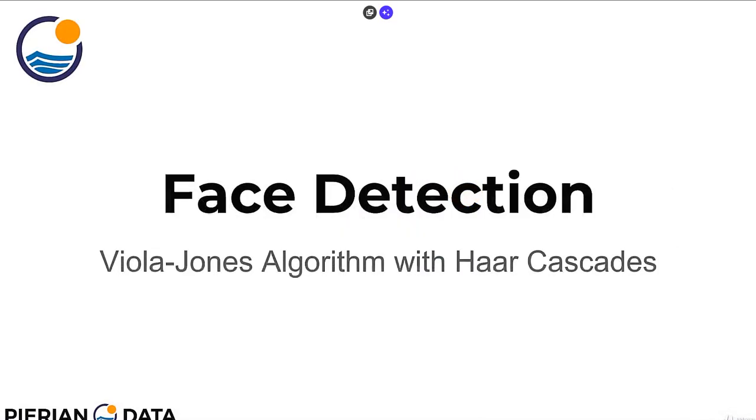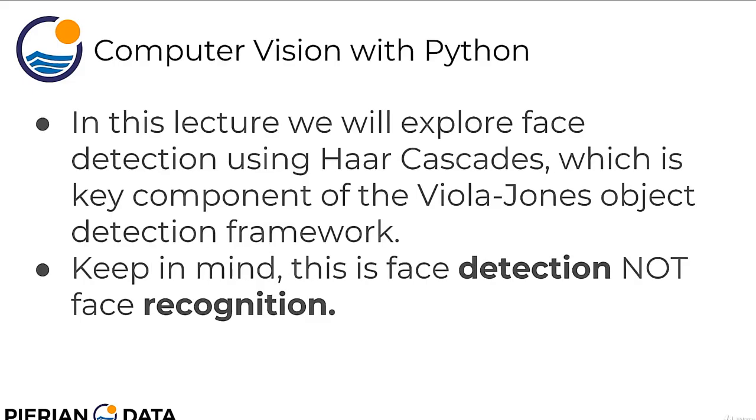Welcome back, everyone. In this lecture, we're going to explain how face detection works with the Viola-Jones algorithm with Haar cascades. So we're going to explore face detection using Haar cascades, which is a key component of the Viola-Jones object detection framework. And if you're interested in the Wikipedia article on this general topic, just look up Viola-Jones object detection framework and it'll explain the process.